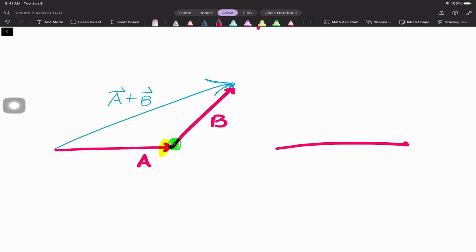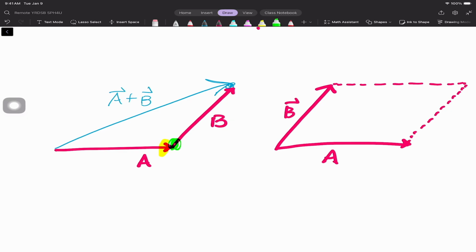On the other hand, if we put them at the same starting point and then extend them to become a parallelogram, the diagonal you can see right here is the vector A plus vector B as well. So this is what we call the parallelogram method.